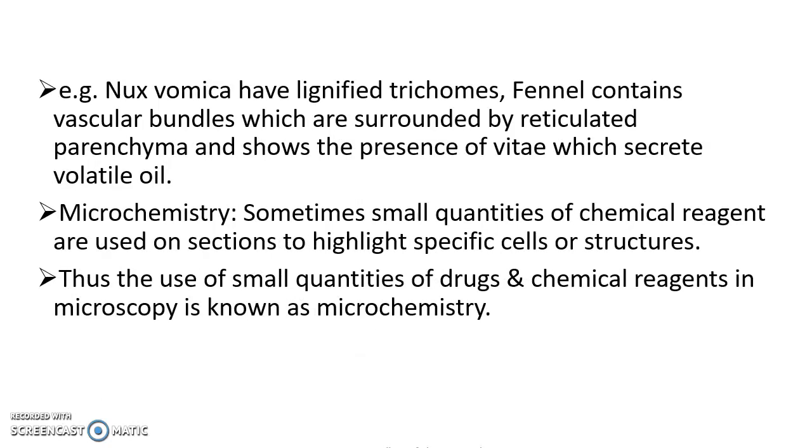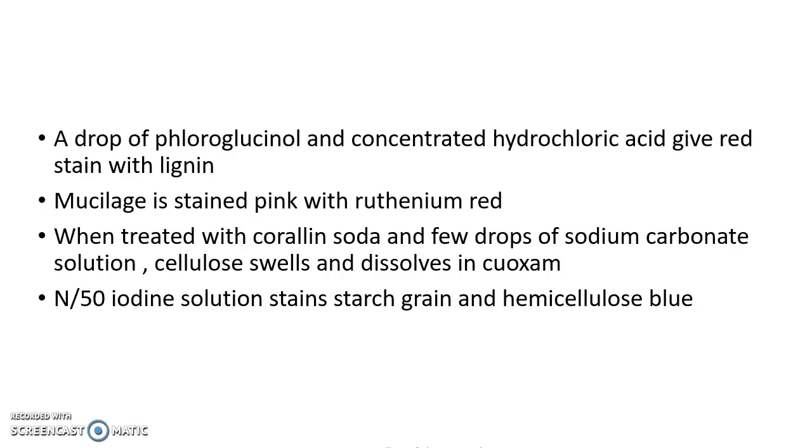For example, Nux vomica has lignified trichomes. Fennel contains vascular bundles which are surrounded by reticulated parenchyma and shows the presence of vittae which secrete volatile oil. Now, what is microchemistry? In microchemistry, small quantities of chemical reagent are used on a section to highlight specific cells or structures. Thus, the use of small quantities of drugs and chemical reagents in microscopy is known as microchemistry.